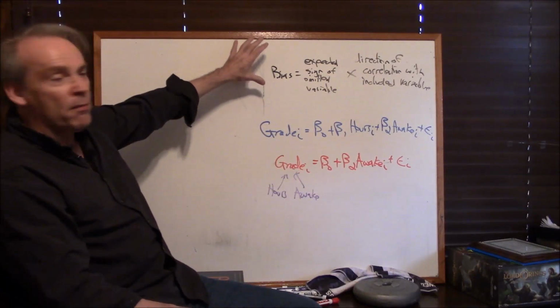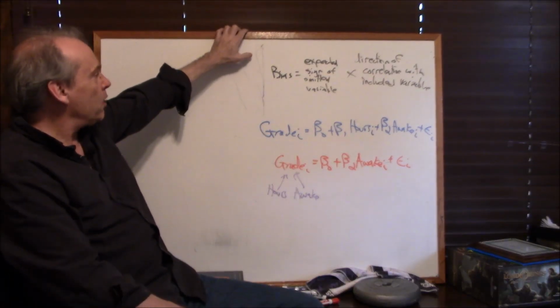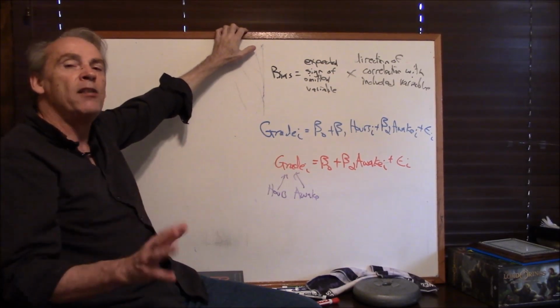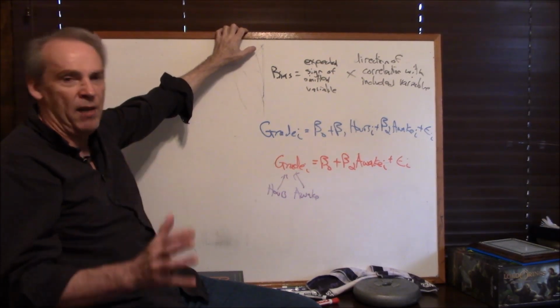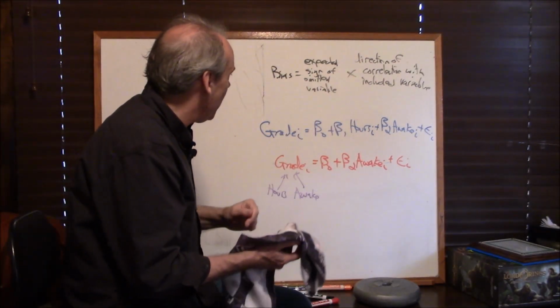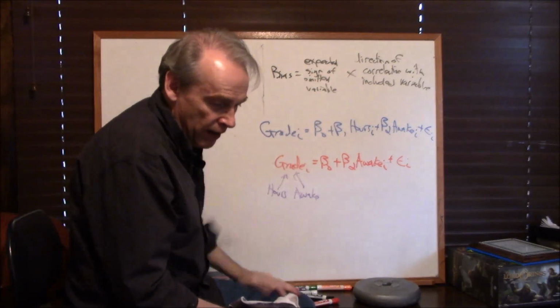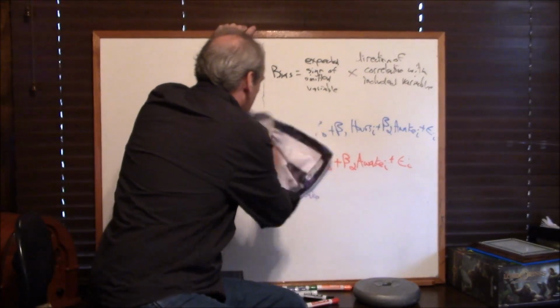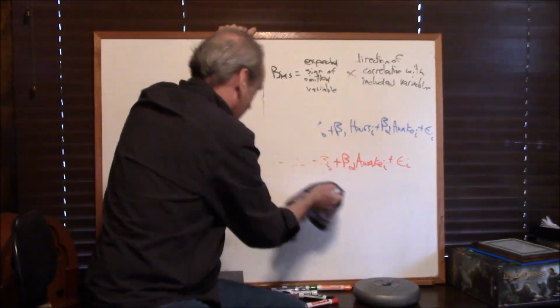Now, that looks like a mess, doesn't it? Bias is equal to expected sign of omitted variable times direction of correlation with included variable. It's actually not that complicated. Let me give you an example. If I give you an example, I think it's a lot easier to understand what it's saying. I don't have that memorized. Well, once you see it, it's not really something you need to memorize because it's just kind of common sense.